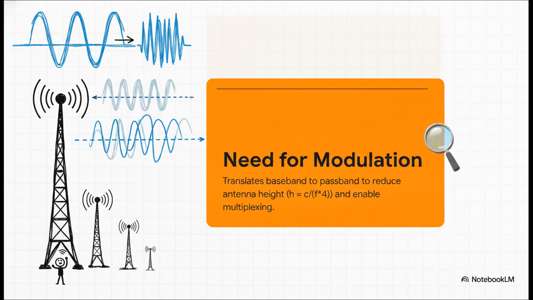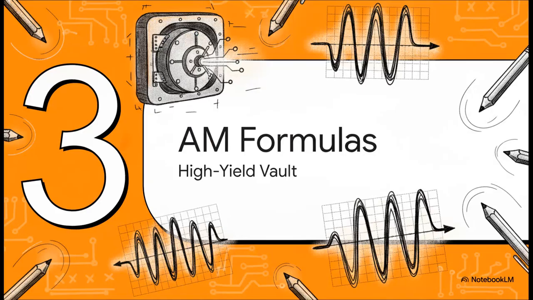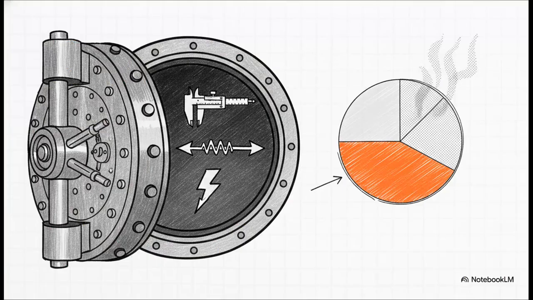And that brilliantly illustrates why we modulate: to reduce antenna size to something physically possible, and of course, to enable multiplexing. The trap? Forgetting that without modulation, sending multiple signals over the same medium is practically impossible. All right, have your pens ready as we crack open our high-yield vault for amplitude modulation, or AM. These 4 formulas are guaranteed points, guys.